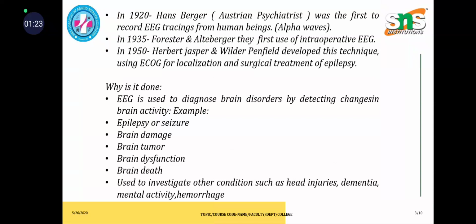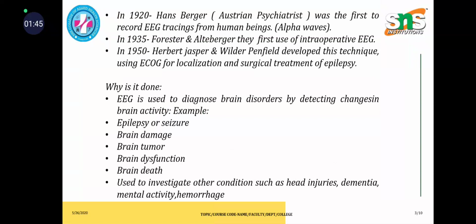In 1935, Foerster and Altenburger were the first to use intraoperative EEG. In 1950, Herbert Jasper and Wilder Penfield developed this technique using ECoG for localization and surgical treatment of epilepsy.